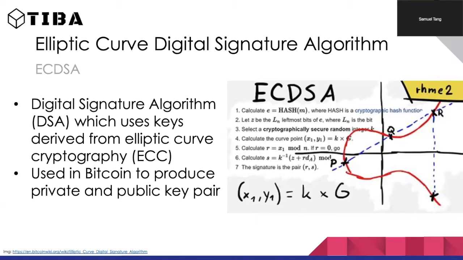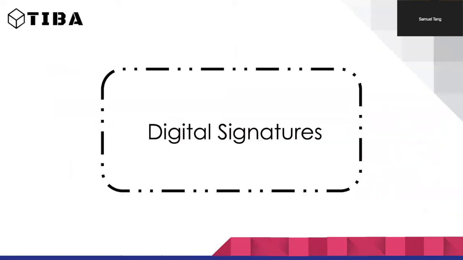So there's this thing called the elliptic curve digital signature algorithm. It's basically an algorithm to generate private and public keys that's used in Bitcoin. We're not going to go into detail about it, but just something to know.